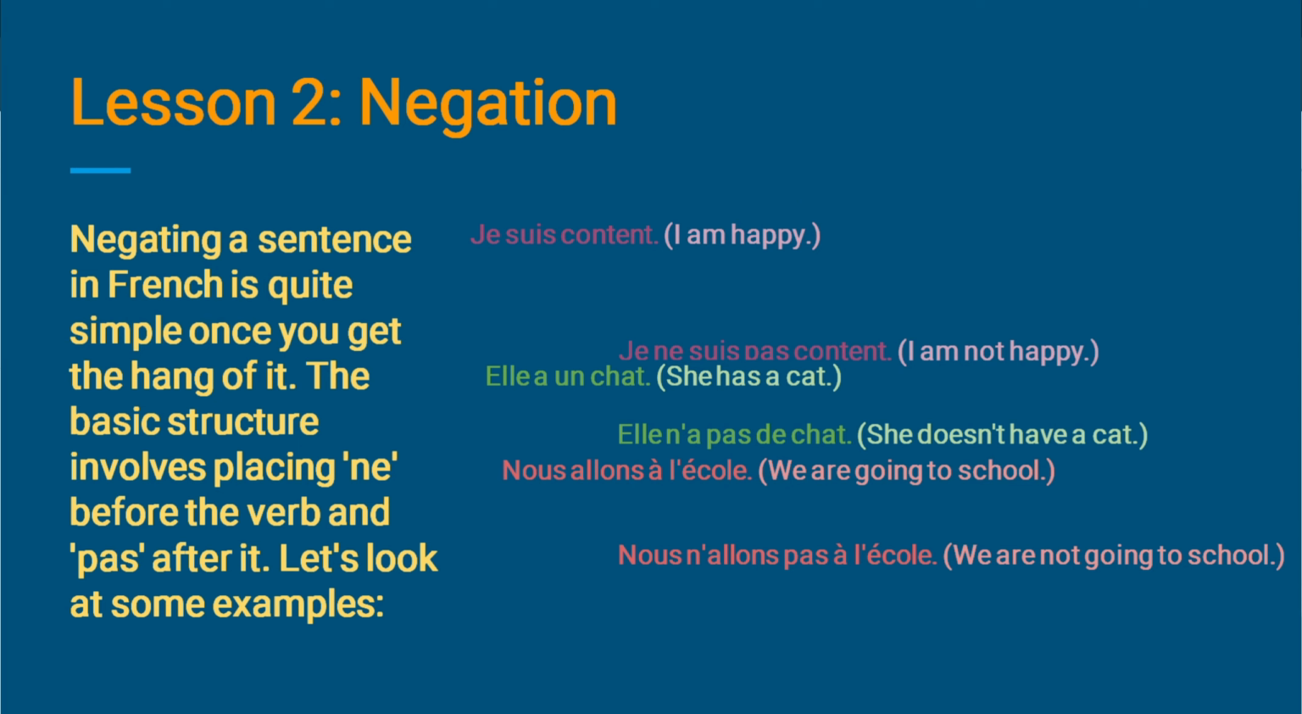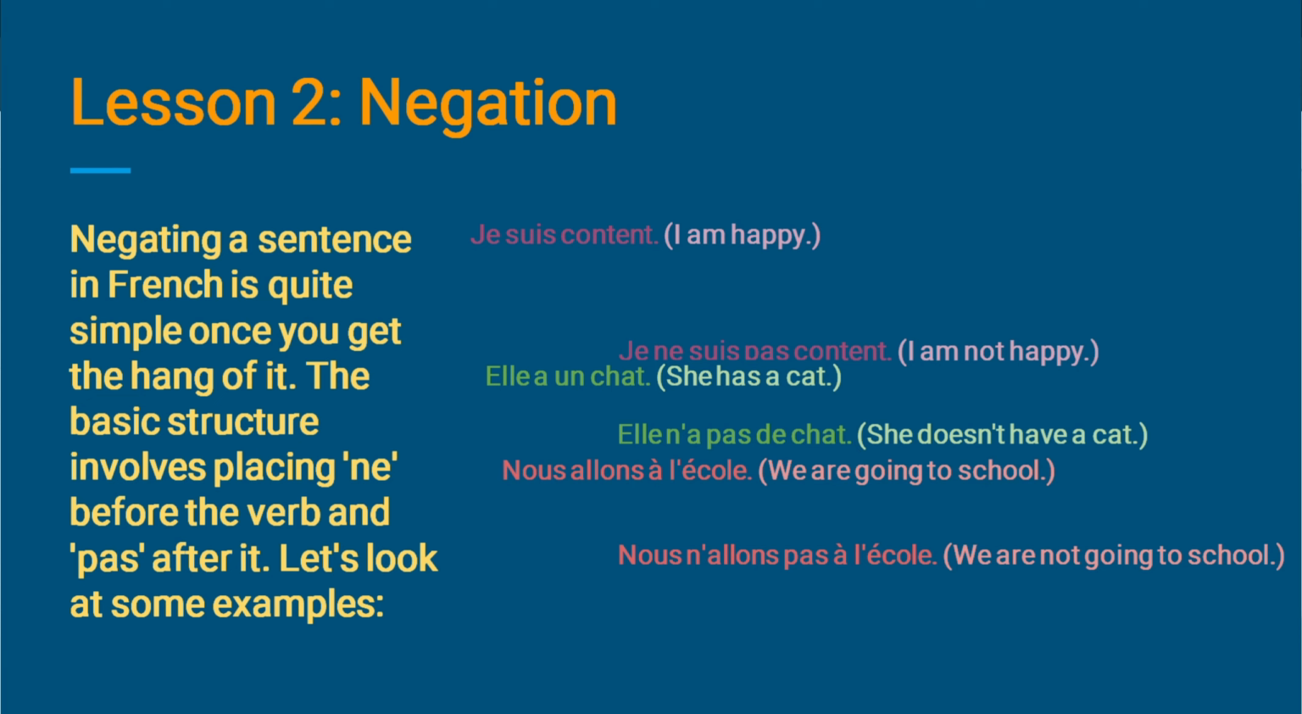Lesson 2. Negation. Negating a sentence in French is quite simple once you get the hang of it. The basic structure involves placing ne before the verb and pas after it. Let's look at some examples. Je suis content. I am happy. Je ne suis pas content. I am not happy. Elle a un chat. She has a cat. Elle n'a pas de chat. She doesn't have a cat.